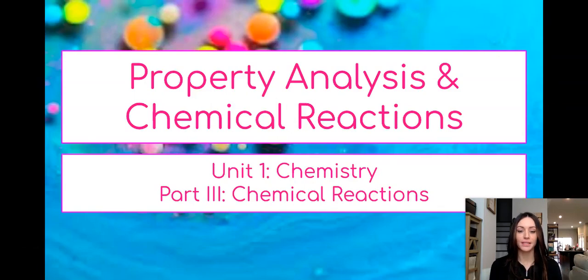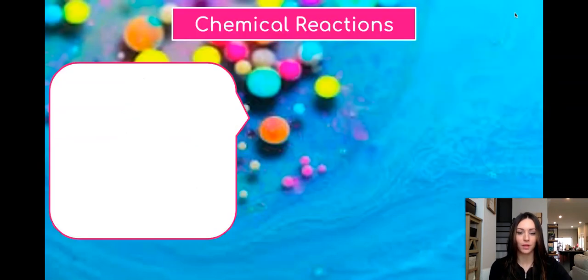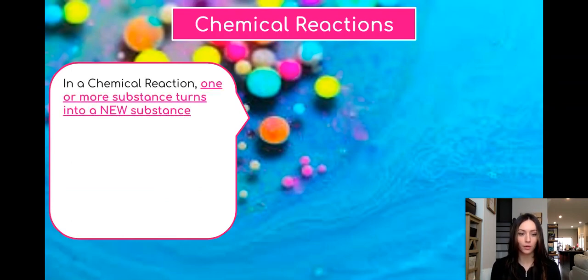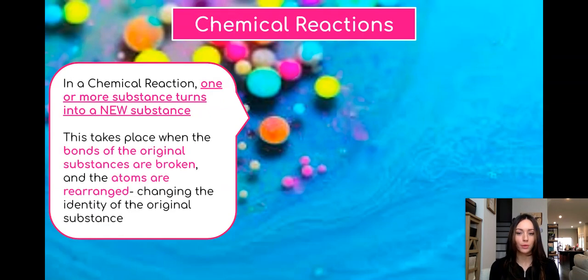Hello. In today's video, we will be discussing how we can use property analysis to determine if a chemical reaction has taken place. As we remember, chemical reactions take place when one or more substances turn into an entirely new substance. We know that this happens through the breaking of chemical bonds, the rearranging of atoms, and the formation of new substances with completely different identities than the original substances.